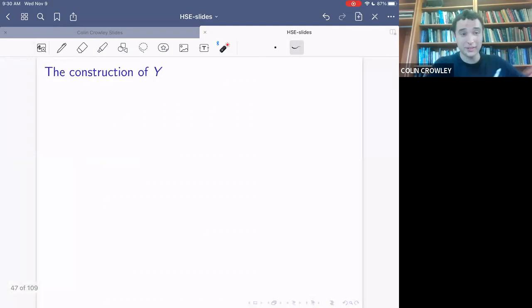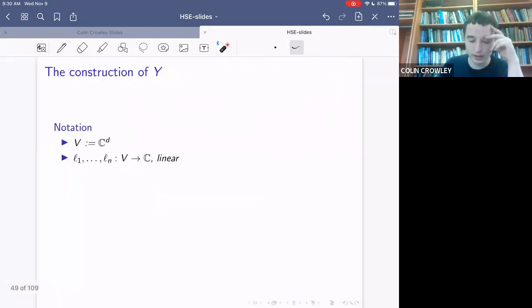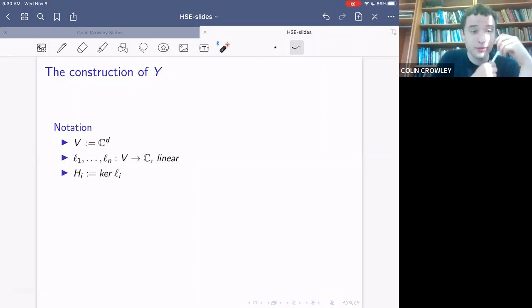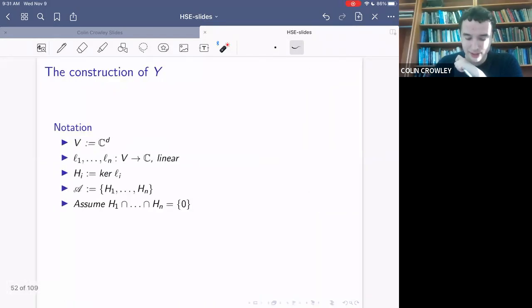Okay, so let me give you the definition. It's not a very complicated definition. Here's some notation. I'll be over the complex numbers. V will be the additive group C to the d. And then I'll have n linear forms on my vector space. I'll denote by H's the kernels of these forms, and script A will be the hyperplane arrangement that they define. I'm going to assume that the intersection of all these hyperplanes is 0. It's not such an important assumption, but it's convenient.